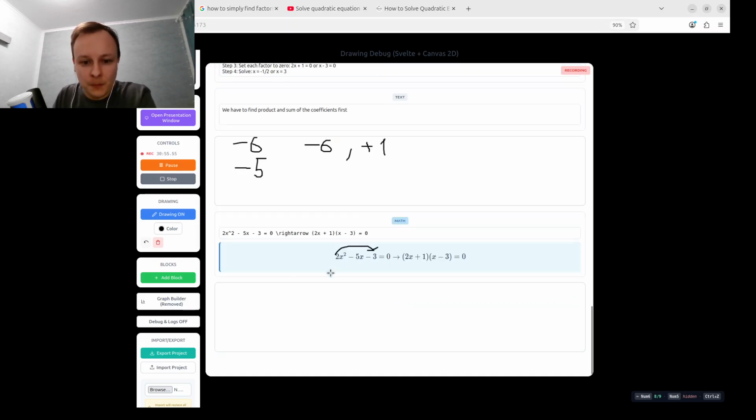And right now we have to split our middle term into two parts. So basically it will be 2x squared, and in our split term we have to use the numbers that we just found, so this will be negative 6x plus x, and we have to add negative 3.